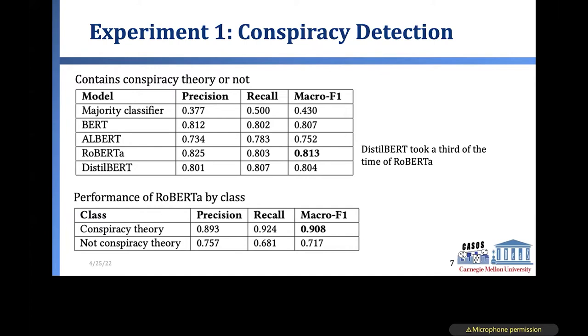But anyway, as expected, these neural net classifiers outperform the baseline, which is just a majority class classifier, across the board, which highlights the importance of these contextualized text embeddings. Another thing I want to note is that DistilBERT took about a third of the time of RoBERTa, holding all other factors constant, as constant as we could, with only a drop of macro F1 score of 0.009.